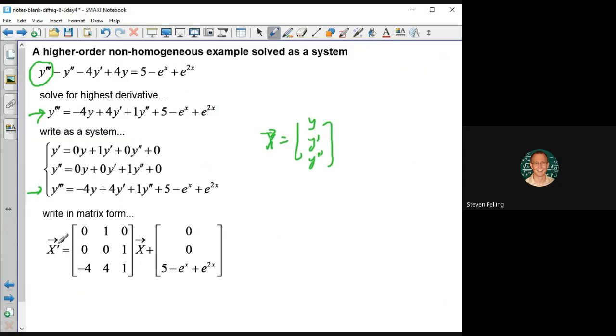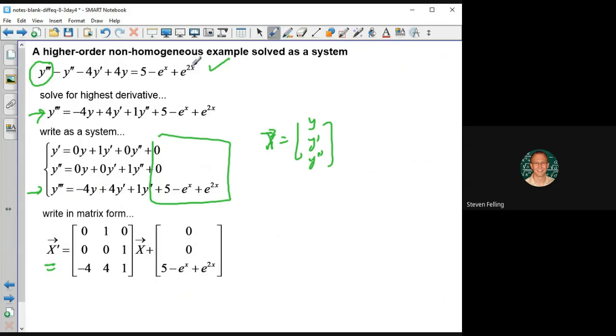And so if we now say that the matrix X is y, y prime, y double prime, then this side here is X prime plus the coefficient matrix 0, 1, 0, 0, 0, 1, negative 4, 4, 1 times the matrix X, and then plus a matrix containing all of this, 0, 0, and the right-hand side just in the bottom row, zeros above. So this is the matrix form of this equation.